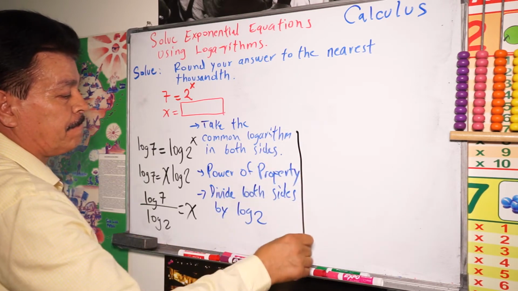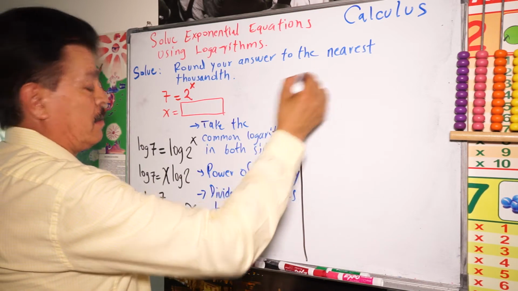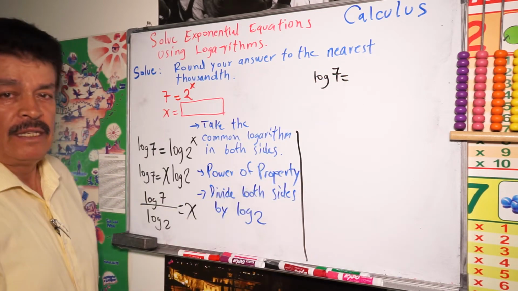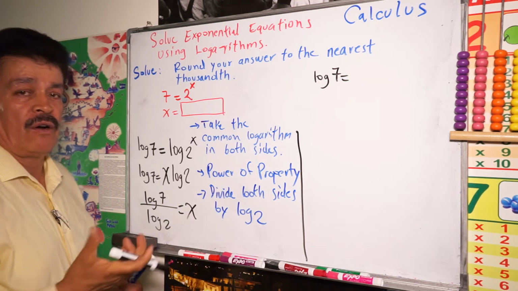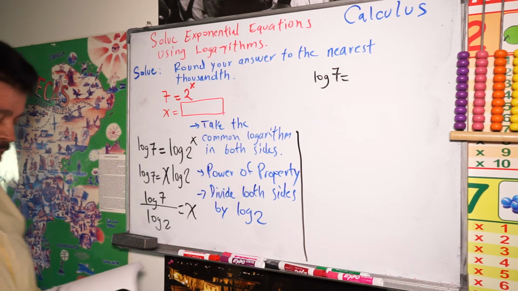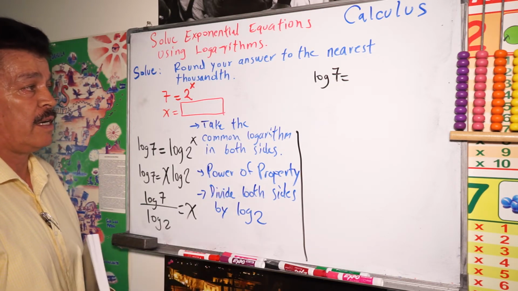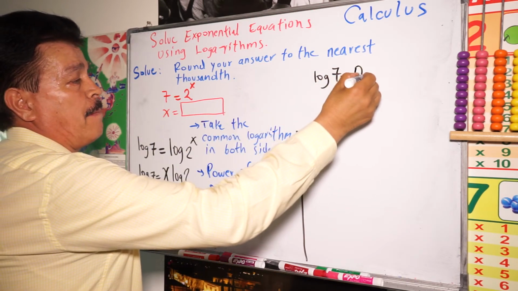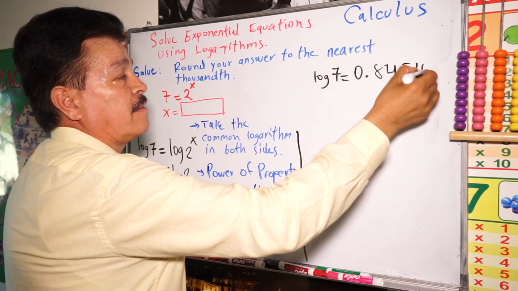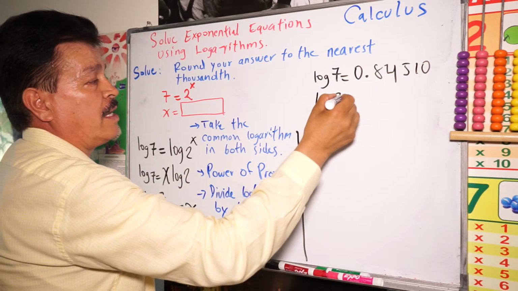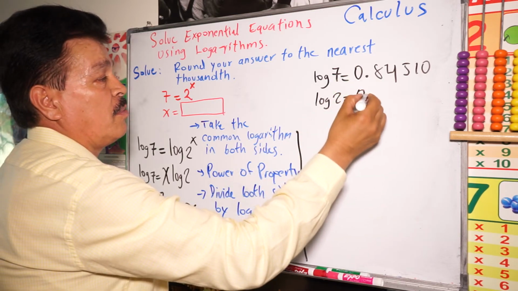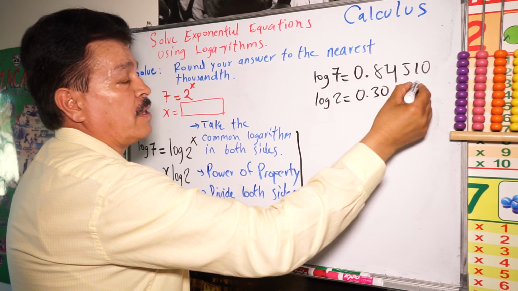Now, next step, log 7. How much is log 7? You can use the computer or see your table for logarithms. Log 7 is equal to 0.84510, and then logarithm 2 is equal to 0.30103.